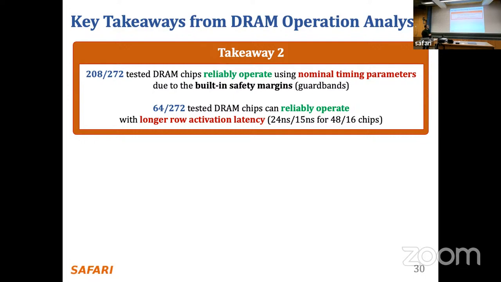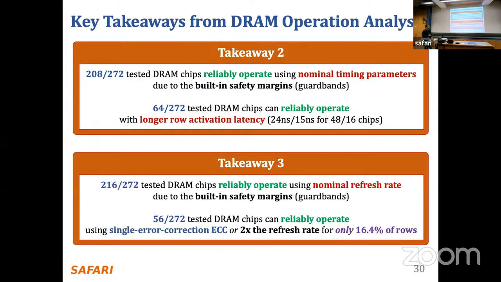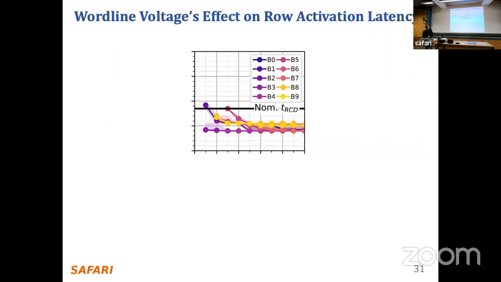The second takeaway in our paper, or first takeaway of this section, is that most of the DRAM chips reliably operate using nominal timing parameters due to built-in safety margins called guard bands. There's a small fraction of DRAM chips that exhibit erroneous behavior, but when we operate them with longer row activation latency, we can make them work reliably. We also look at the retention characteristics of these DRAM cells, and we show that most of these DRAM chips, again, reliably operate using the nominal refresh rate, but a small amount of them can exhibit erroneous behavior. For those, we can use single error correcting codes, or we can double the refresh rate for this small fraction of DRAM rows. Okay, let's look into the data.